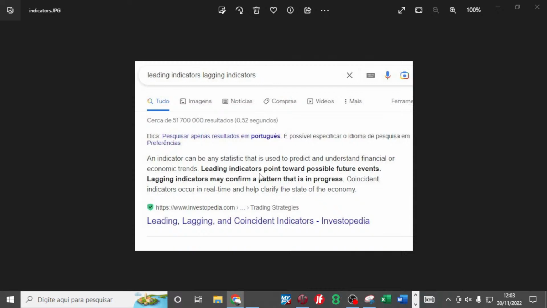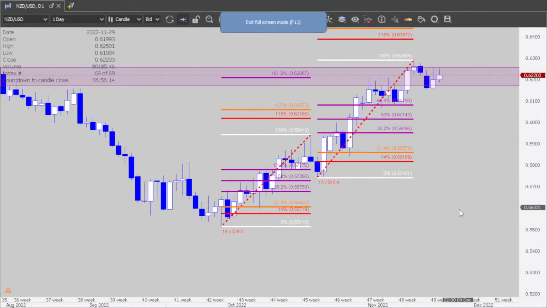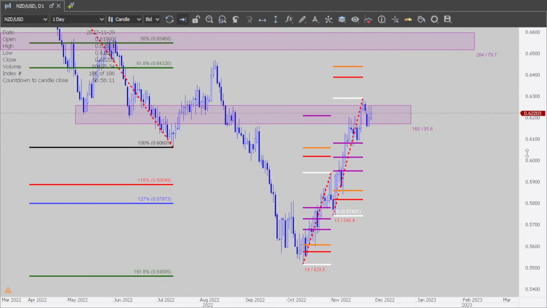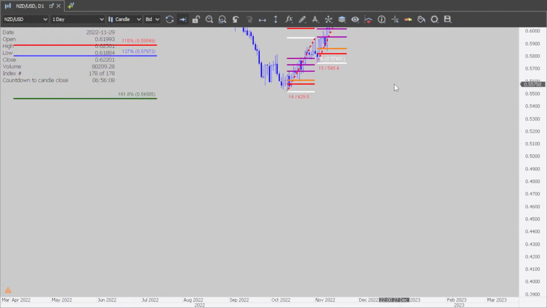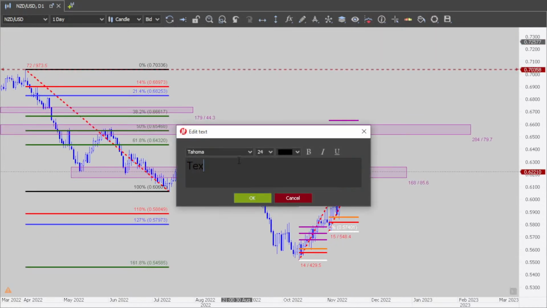Back to class. Leading indicators point toward possible future events. Lagging indicators may confirm a pattern that is in progress. Leading and lagging. We are going to simplify this, everybody. So you have two basic indicators, two ways of how to understand any indicator.